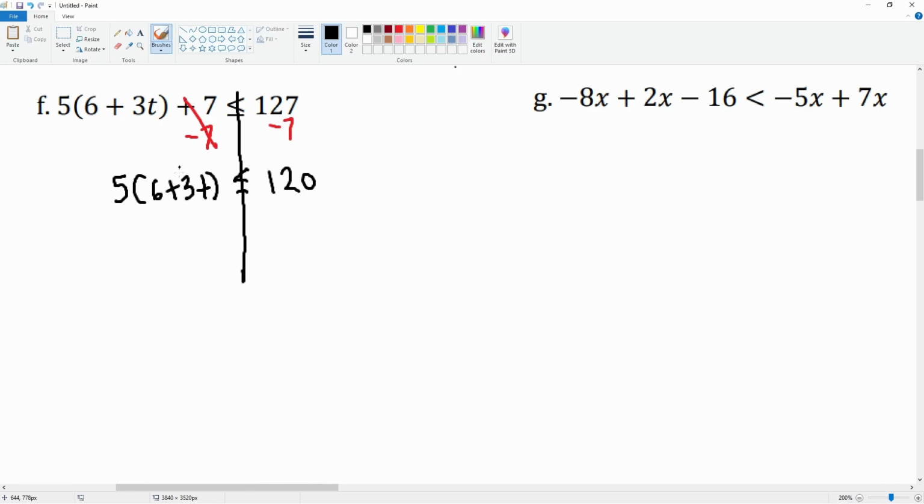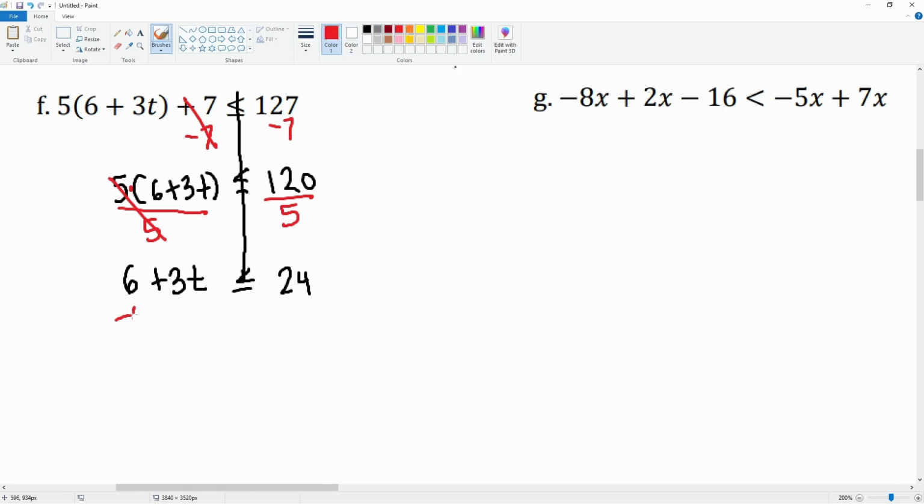Okay. All right. So now it looks like the problem from before. Remember, this is attached via multiplication. So we're going to divide both sides by 5, because that's how we get rid of that 5 in front. This cancels, leaving you with just a 6 plus 3t on the left hand side. 120 divided by 5 does get you the number 24. Okay, we divide by a positive number so the inequality stays the same.